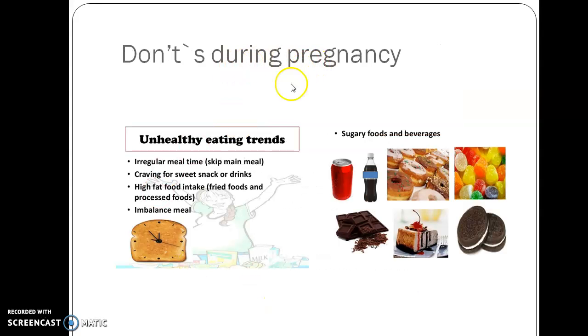The don'ts during pregnancy include to avoid unhealthy eating trends. Normally, pregnancy is a state where you have a lot of cravings for sweet snacks and drinks. High fat intake should be avoided, like fried food and processed food. The imbalance of meals should be stopped. Irregular meal times should be avoided. That is, skipping the main meal should be avoided. Taking in a lot of sugary food and beverages should be avoided.